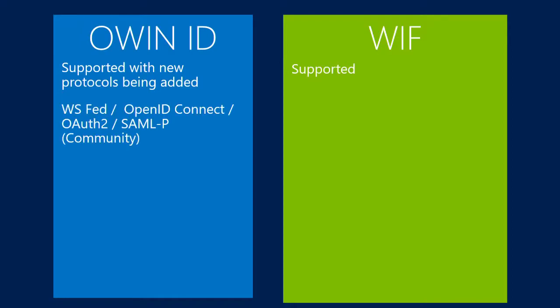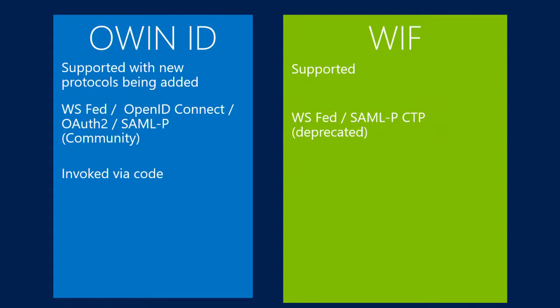Owen supports everything. It supports WSFed, OpenID Connect, and OAuth. They're standard Microsoft NuGet packages. There's a community package for SAMLP, which I haven't used yet, but it is there. WIF only supports WS Federation. Microsoft did bring out a CTP for SAML, a Community Technology Preview. For some reason, it died. It never got any bugs fixed. Nothing ever happened with it, and then one day all the files just disappeared from the internet, so it's gone.